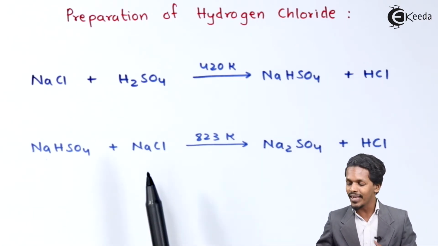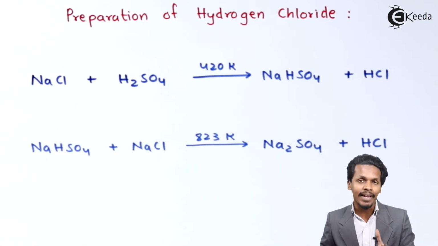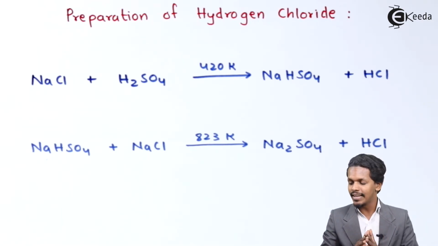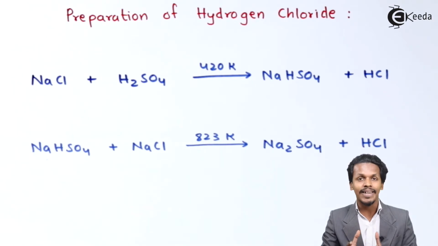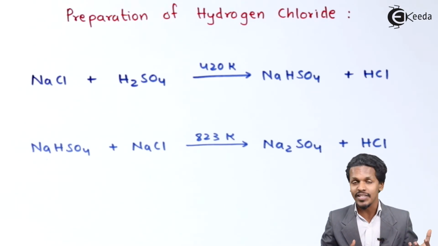So this is how we can convert NaCl into HCl, or obtain HCl from NaCl, and this reaction was done at 1648. So this is just a reaction that I have discussed here, that is how to prepare HCl. The other reactions we have discussed in our previous lectures also.